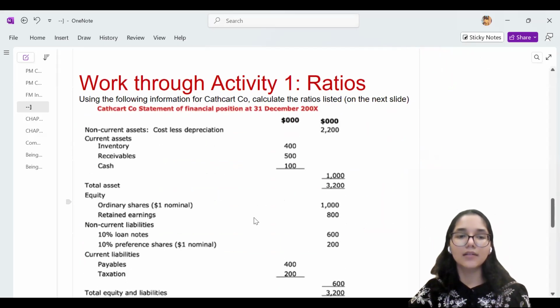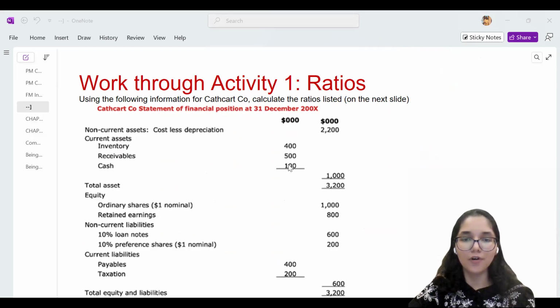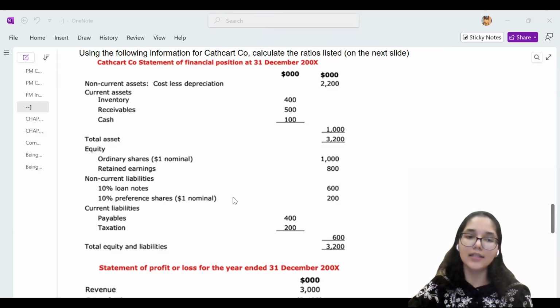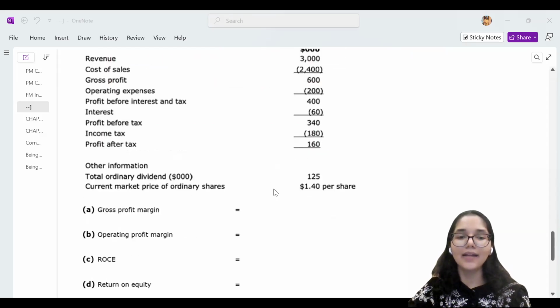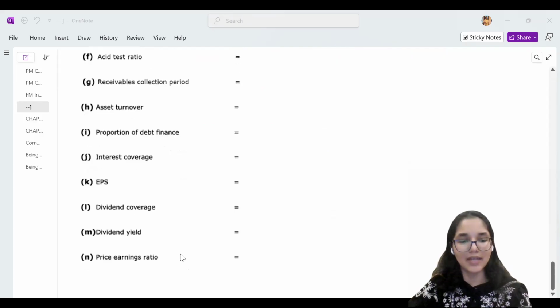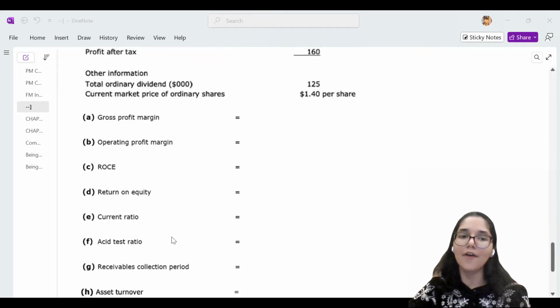So the financial statements of one company are given to us. Cathcart Company, Statement of Financial Position for 31st December 2000X. So this is the balance sheet. We are given the current assets, equity, non-current liabilities, current liabilities. We are given the P&L account, and here at the bottom, we are given the ratios which we have been asked to calculate. Mostly all of the ratios which we have learned, we are required to calculate.